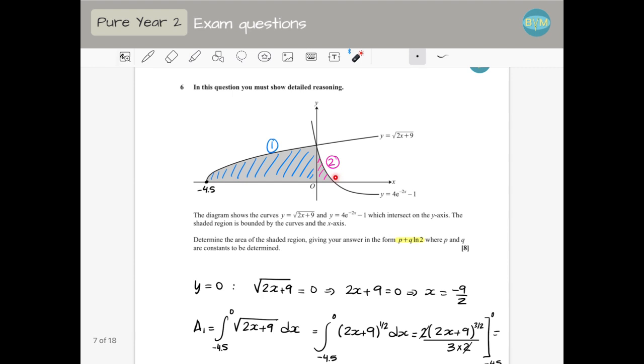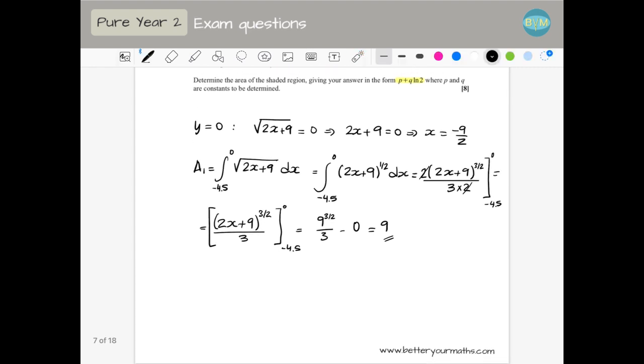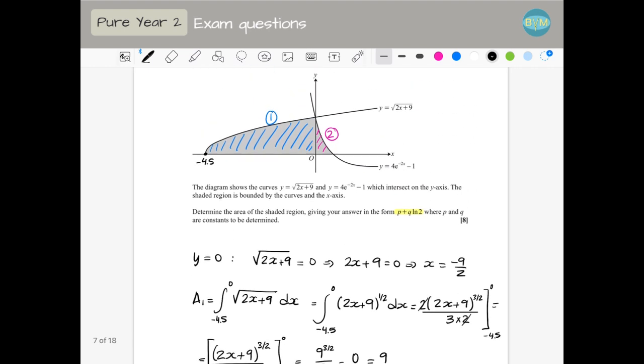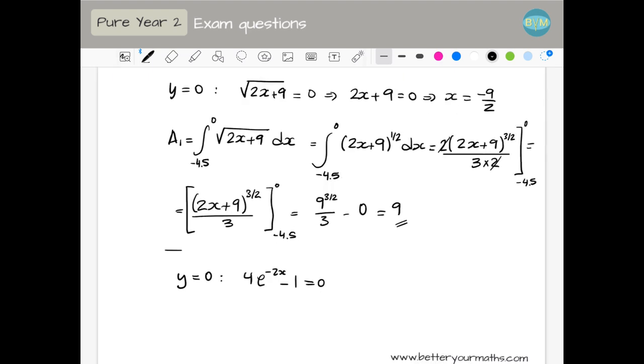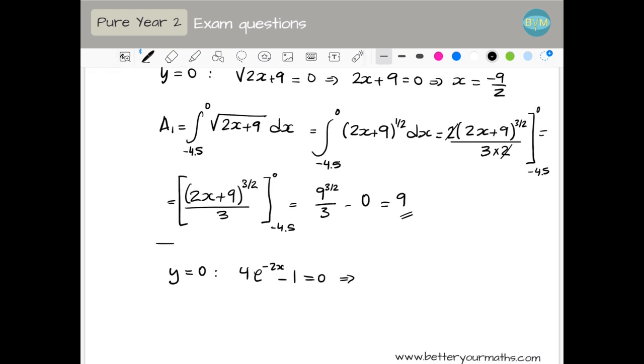Now we are going to find area 2. And to find area 2, I'm going to find this value here. That is for this function when y is 0. So I'm going to make y 0 again. So I'm doing it for the other part. y equals 0 is 4e to the power of minus 2x minus 1 equal to 0. That was the function, no? Yeah. This means e to the power of minus 2x is going to be 1/4.